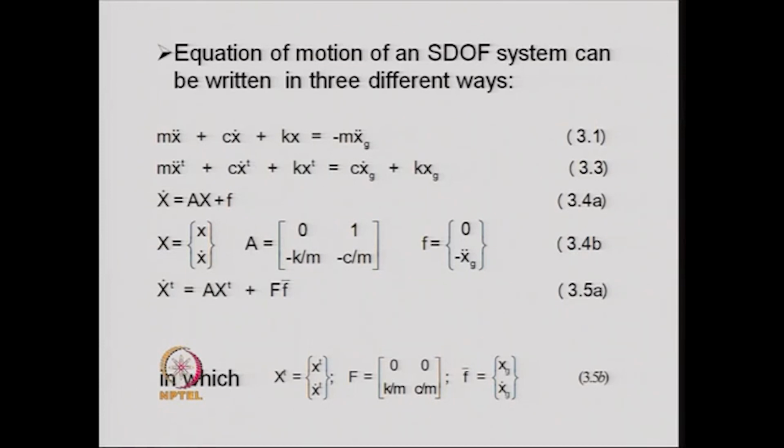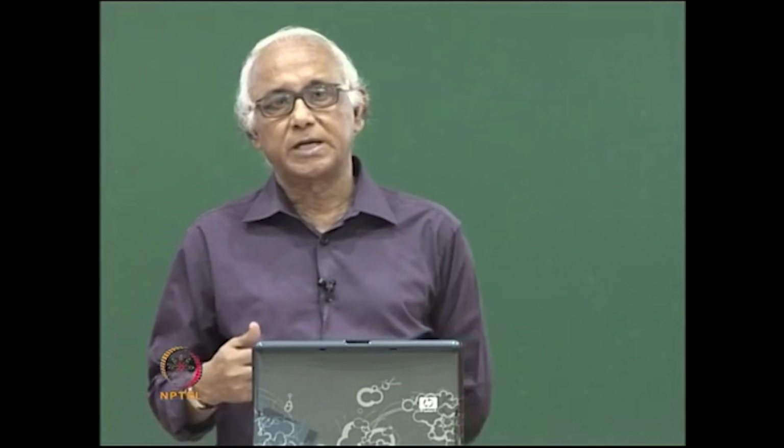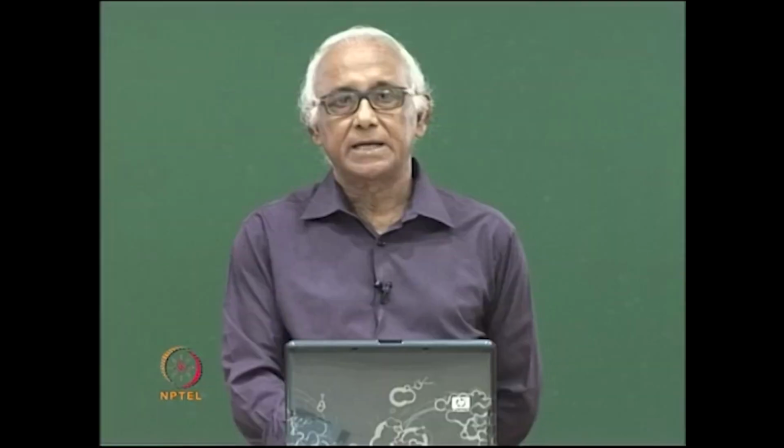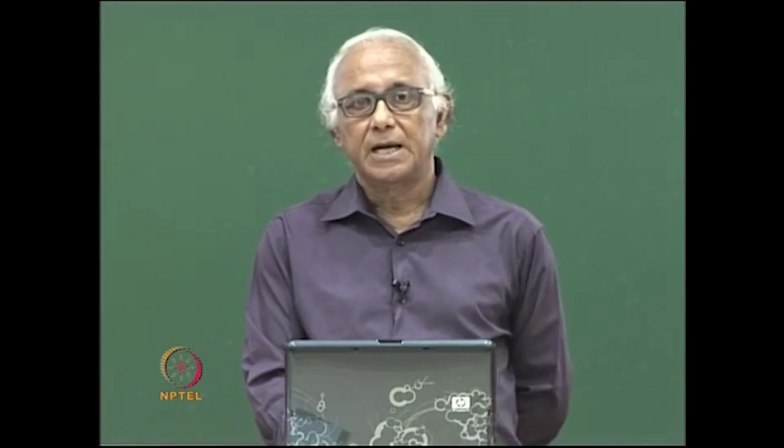So, the equation of motion can be written in 4 different forms. One is the relative displacement second order differential equation, then in terms of the total displacement again a second order differential equation, then 2 state space forms, one in the form of relative displacement, the other in the form of total displacement. So, the solution of these 4 types of equations provides us the response of the system. We can get the relative displacement as the response, and we can get the total displacement also as the response.